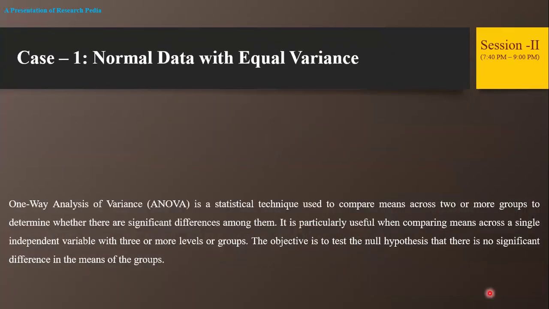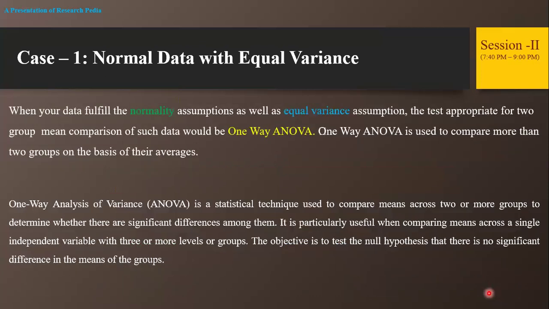How will you apply it? So here comes case one. What will you do when your data is normal and your variance is assumed to be equal? When your data fulfills the normality assumption as well as the equal variance assumption, the appropriate test for multi-group mean comparison of such data would be one-way ANOVA. So both conditions should be met: normality as well as equal variance. So you would consider one-way ANOVA.